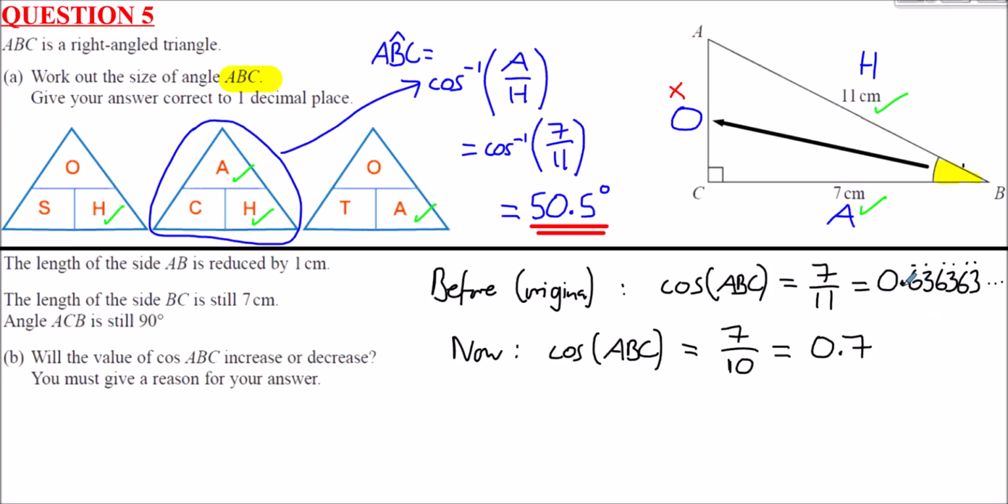In terms of money, that's about 64p. This is about 70p. So it's actually increased. So therefore, cos ABC has increased. In terms of giving reasons for your answer, you've shown it here by working out the original and the new.